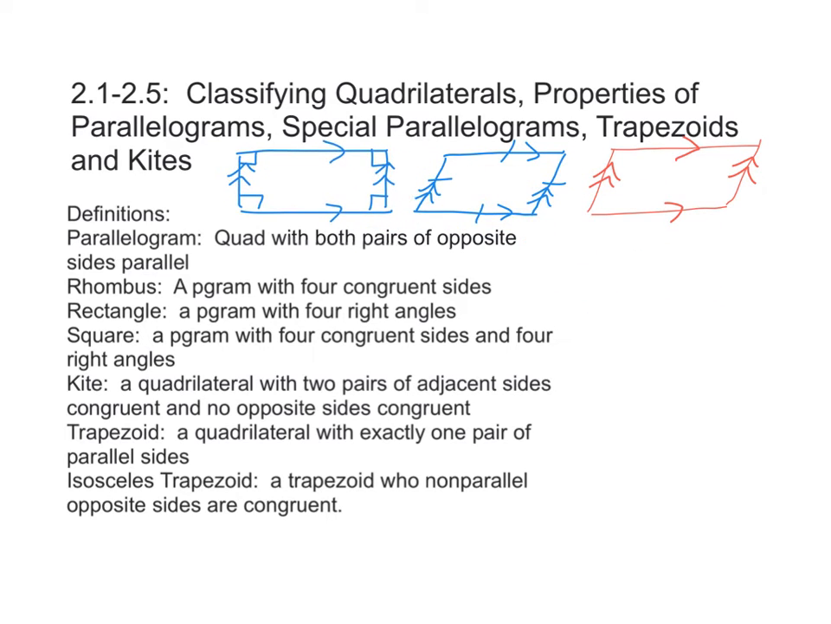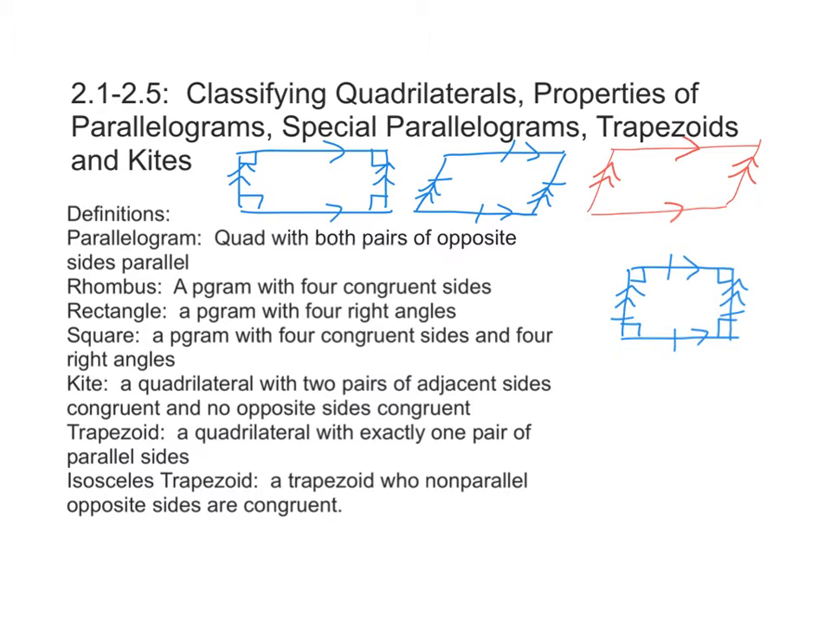Square. A square is a parallelogram with four congruent sides and four right angles. As you can imagine, we all know what a square looks like. Opposite sides parallel. All the sides are the same length, and we have right angles. And there you go. So the question becomes, is a square a rectangle, or is a rectangle a square? Something for you to think about, and we can talk about that when we get into class.